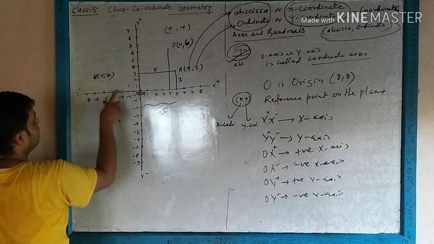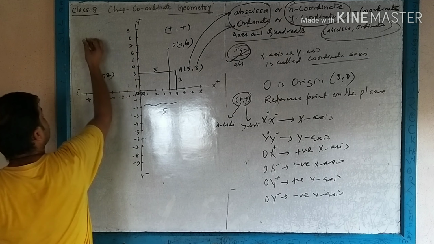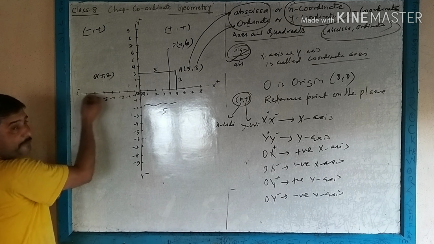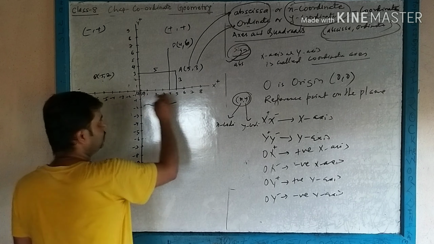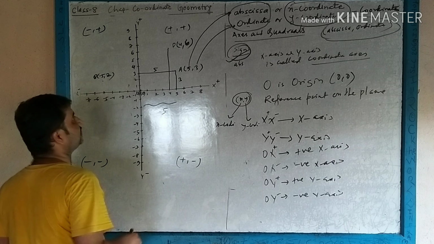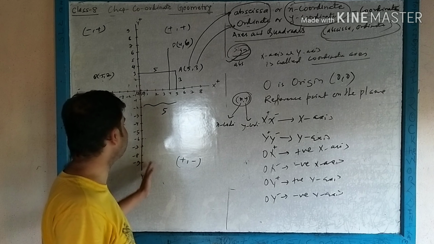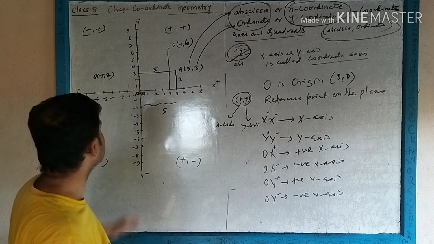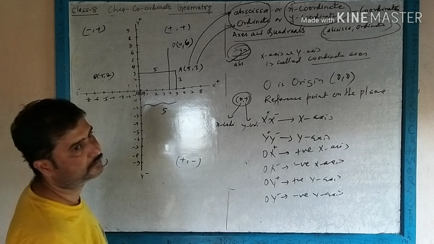Here this region is x first, so this is the negative x-axis and positive y-axis. So the sign will be minus plus. And here, negative x-axis and negative y-axis, so here will be minus comma minus. In the fourth quadrant, x is positive and y is negative. So positive comma negative. Okay, so these are the signs.